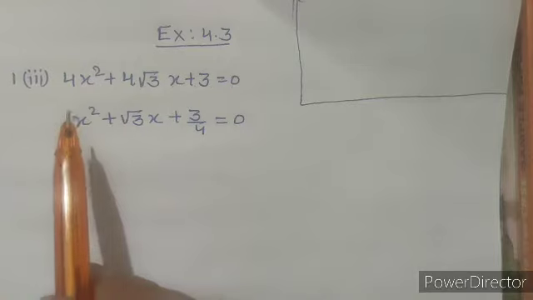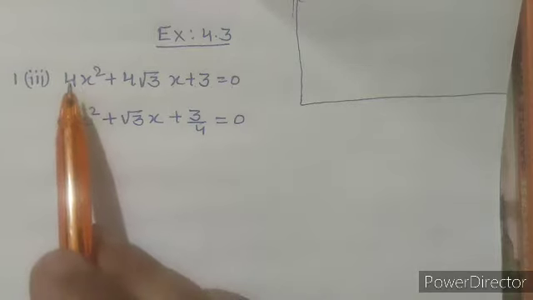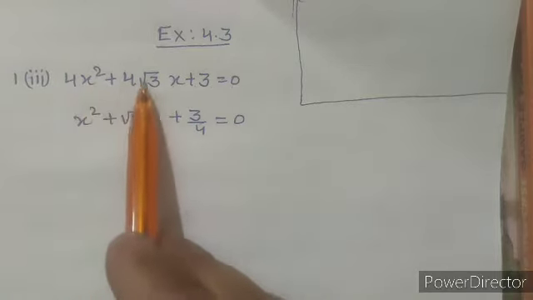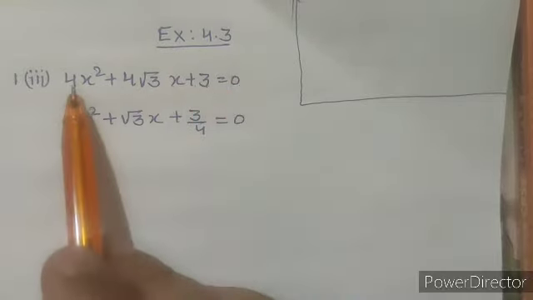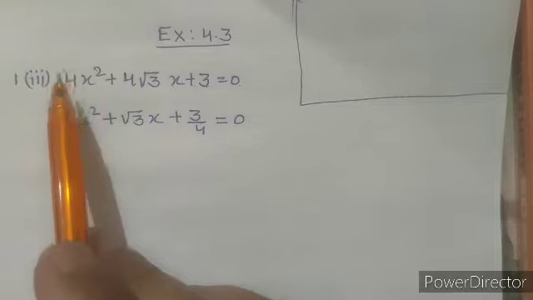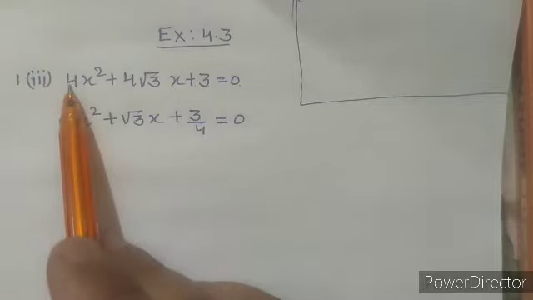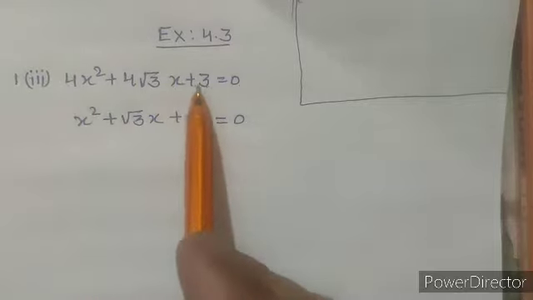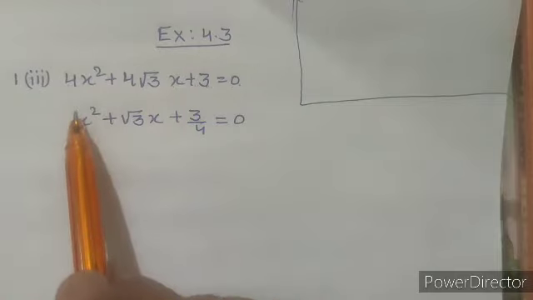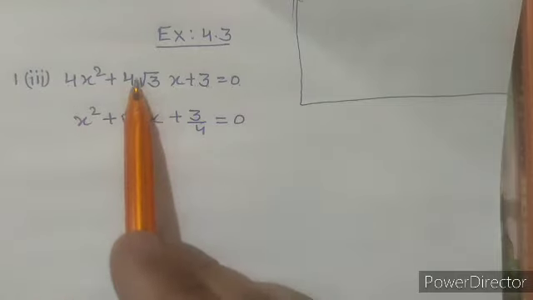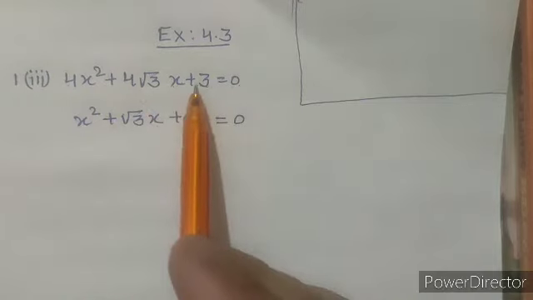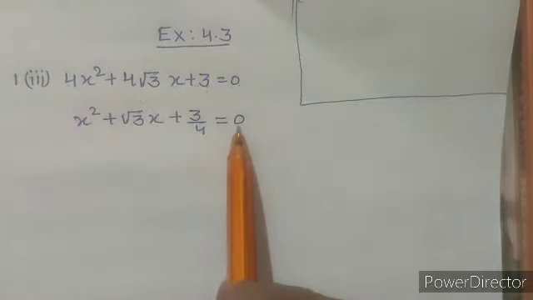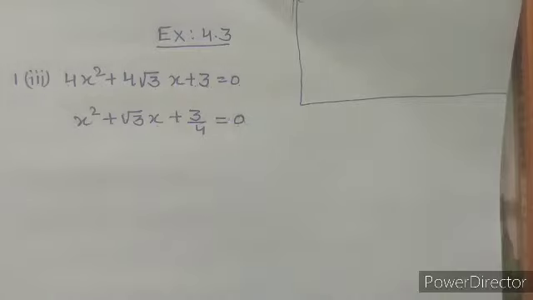Now our first step in this method is that we will divide the whole equation, both sides of the equation, by the coefficient of x square. Here the coefficient of x square is 4. So on dividing the whole equation by 4, we will get x square plus 4 root 3 x upon 4 will give us root 3 x, and plus 3 by 4 equal to 0 by 4, that will be equal to 0.